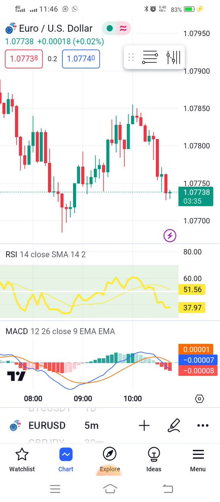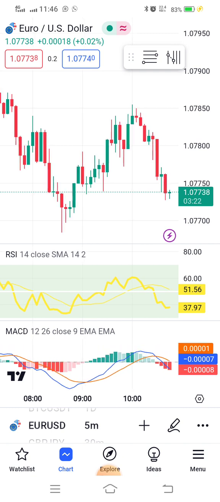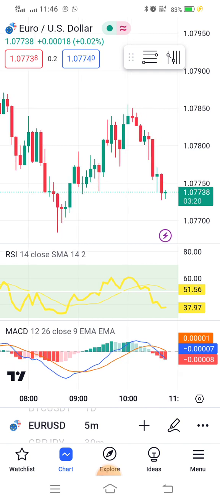Now, this is your TradingView, and here you can see your price action as printed in the candlesticks, and then you have two indicators right here, the RSI and the MACD indicators. Okay, so we want to bring out our Fibonacci retracement tool.